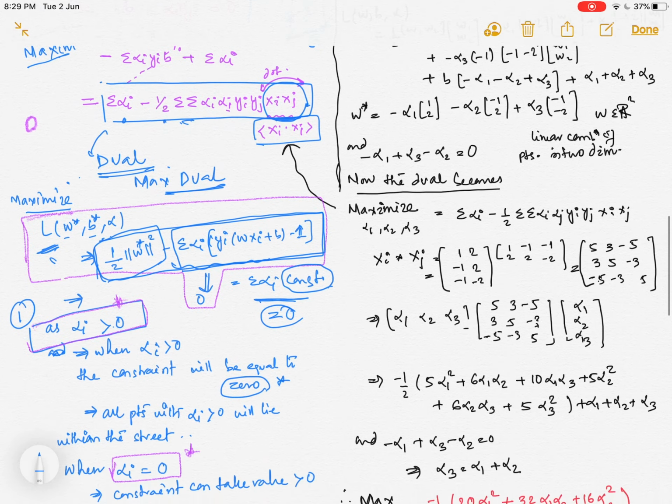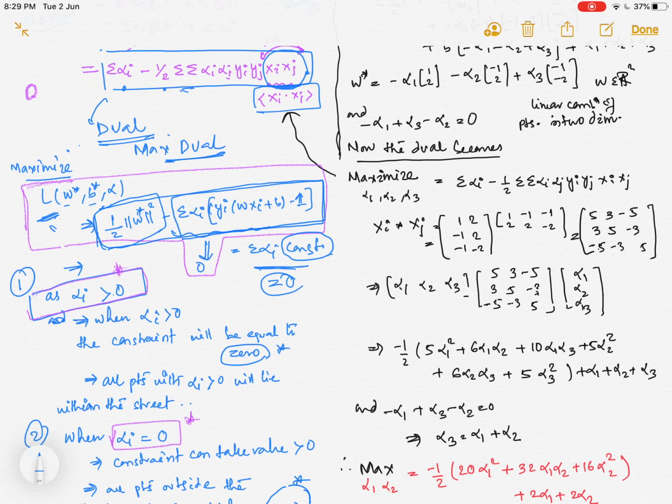So we have two conditions. One is when alpha is greater than 0. If the alpha value that we calculated is greater than 0, this will mean that the constraint is equal to 0. Then only the total value will be 0. When the constraint is equal to 0, this means that the point lies on the decision boundary, because on the decision boundary the constraint will be equal to 0. Any other point above the decision boundary or below it will be greater than 0, and it will be assigned a value of plus or minus 1. But on the decision boundary it will be given a value of 0.